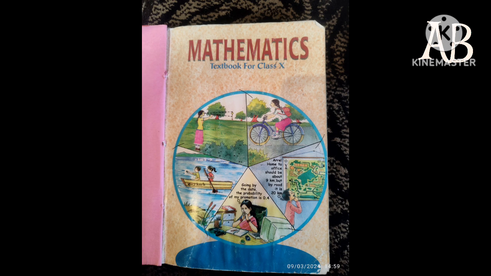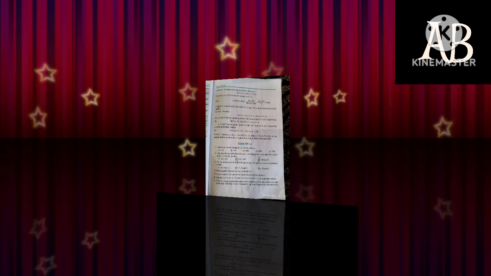Firstly, I will start with the first chapter, that is real numbers. But you should also note one thing. I have the fresh book. It is not the old book. So in old books it will be exercise 1.2, and in the new book it will be exercise 1.1. In exercise 1.1 you have to do question number 4 and question number 5. Question number 4 is given the HCF, and question number 5 is check whether 6 to the power n can end with the digit 0.